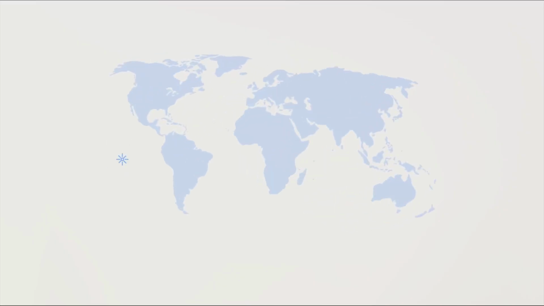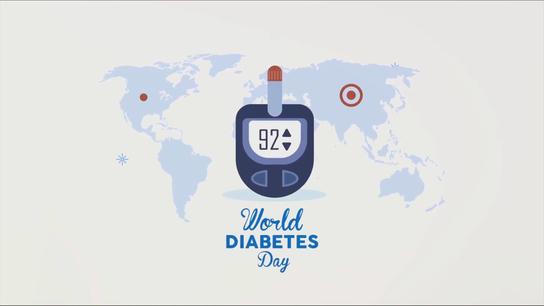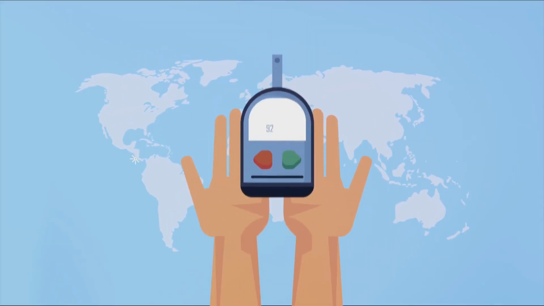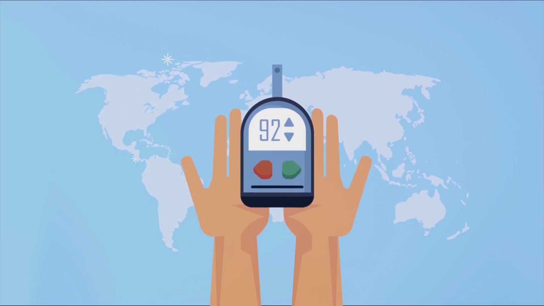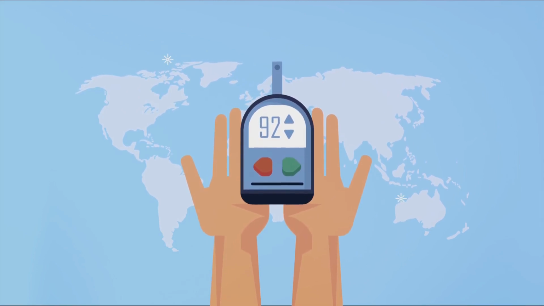Now you might be wondering, how common is diabetes? The answer is, incredibly common. In fact, according to the World Health Organization, about 400 million people worldwide had diabetes in 2024, and the majority of these cases were type 2. That's roughly the equivalent of the entire population of South America.